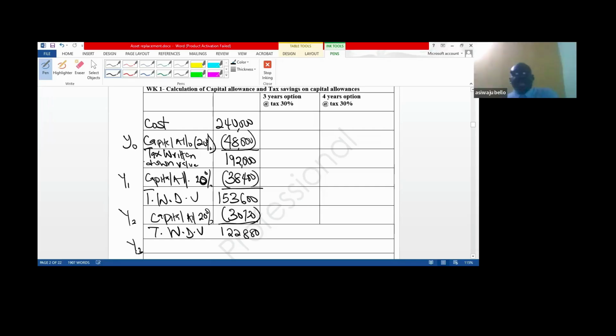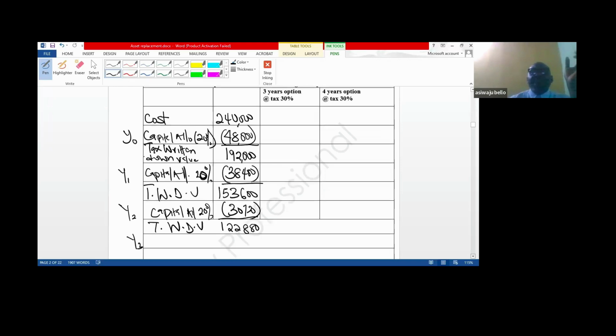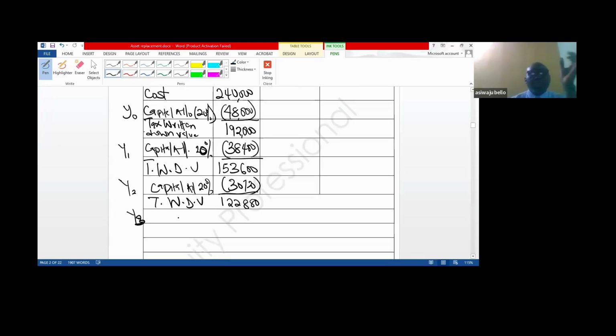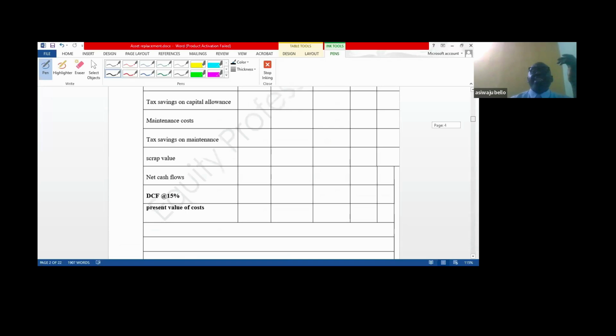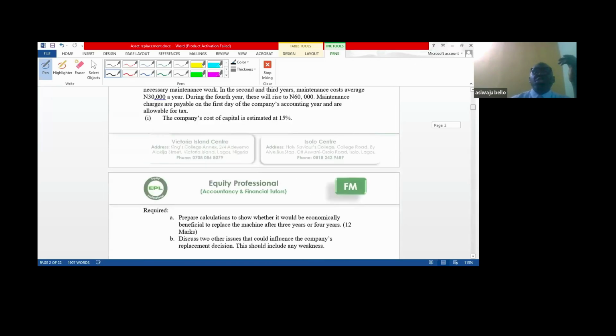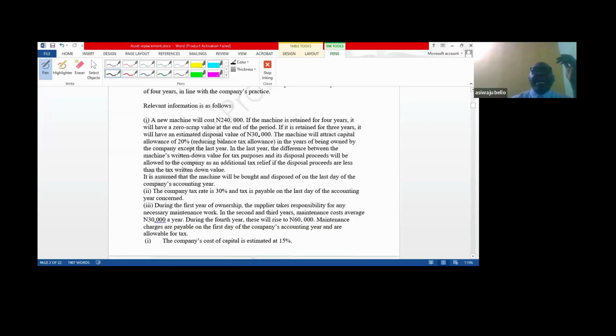Year 3. If the machine is replaced after year 3, if the machine is disposed after year 3, we are not going to compute capital allowance. We now introduce the disposal proceed. The machine can be disposed. Look at it, year 3. We can sell the machine for 30,000 naira. The proceed is 30,000.